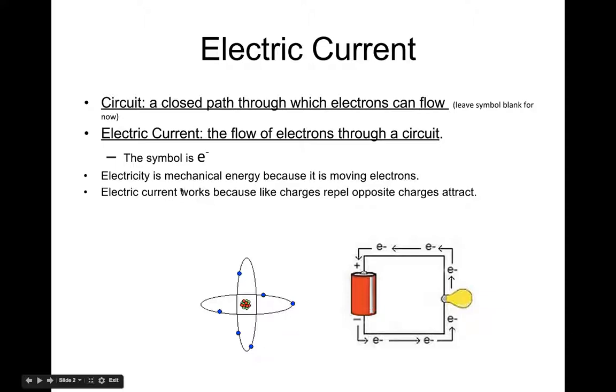Electricity is mechanical energy because it is moving electrons. That's one version. There are other versions that just say electricity is its own type of energy. It depends on what book you look at.